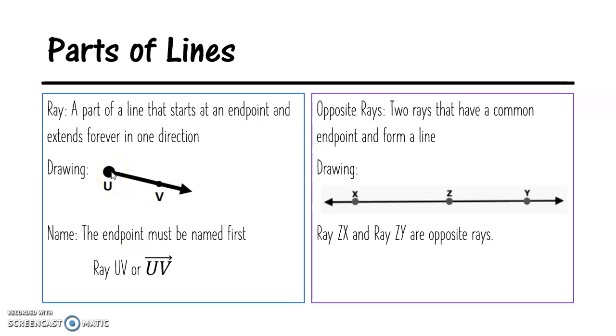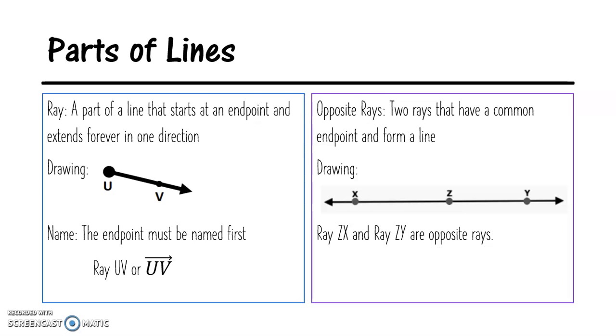Okay, the last part of a line that we want to talk about is opposite rays. Now, notice this almost looks exactly like a line. There are 2 rays that have a common endpoint and form a line. So basically, it's any line that has 3 points on it, and we can call this middle point the end point. So I have ray ZX and ray ZY that form opposite rays. They're rays that point in 2 different directions.